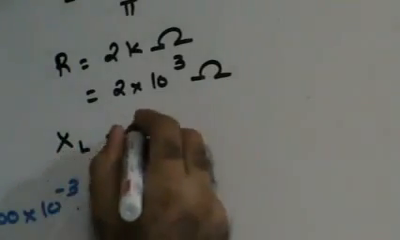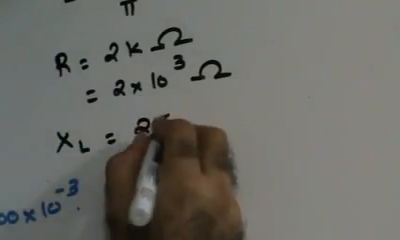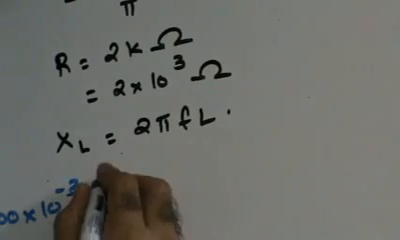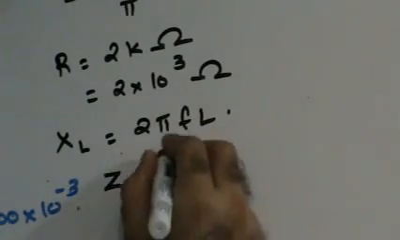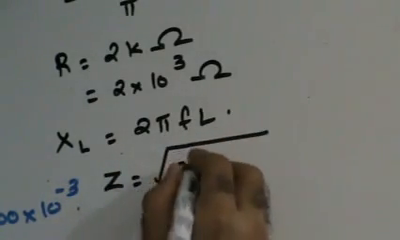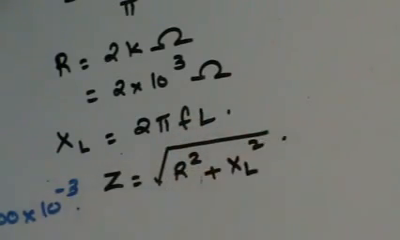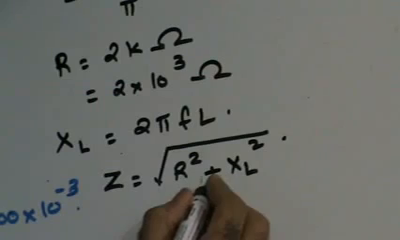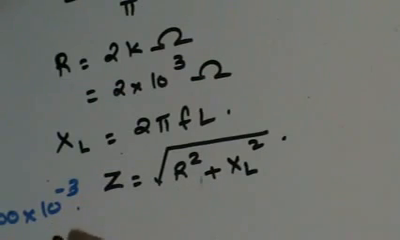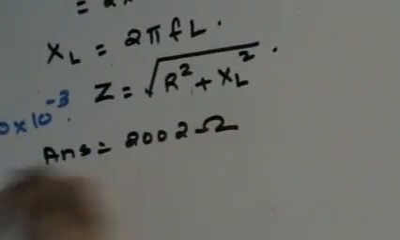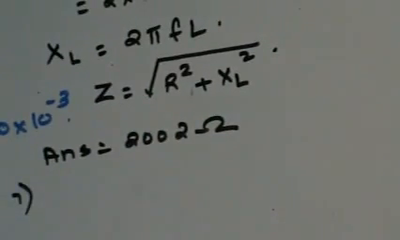Now first of all I can say inductive reactance is equal to 2 pi FL. They have asked me to find out impedance in the circuit. Impedance is nothing but square root of R square plus XL square. Resistance is given to me, XL I can find out. Put it in this formula, you should get the answer. The answer for this sum should be 2002 ohms.